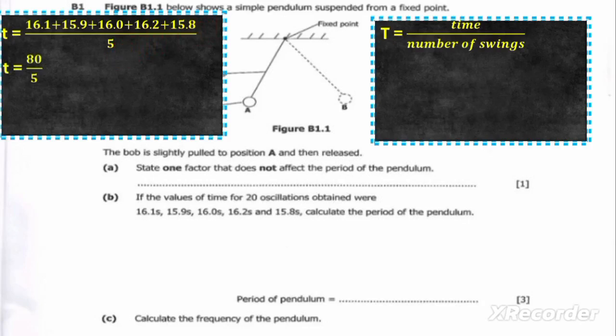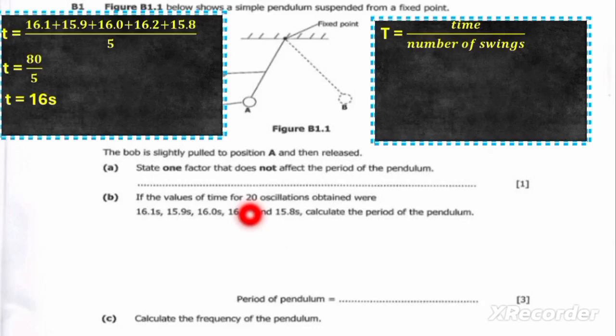16.1 plus 15.9 plus 16.0 plus 16.2 plus 15.8, we are going to get 80. Divide by 5. 80 divided by 5, we are going to get 16 seconds. The number of oscillations. Have we been given the number of oscillations? Yes, the number of oscillations has been given, which is 20.